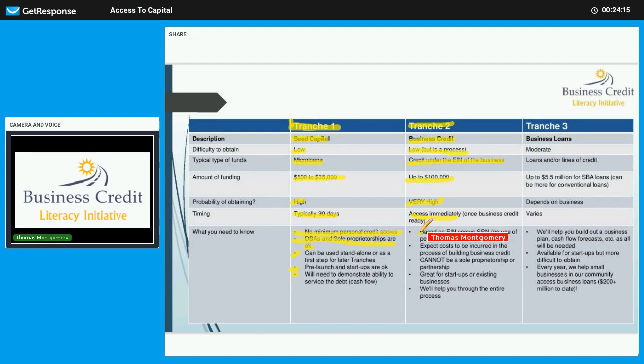And some key things, as we mentioned, it's based upon the EIN of the business, no social security number used, and cannot be used on sole proprietorships or partnerships. We're going to need to have an LLC, C Corp, S Corp, or nonprofit. And there's no minimum time in business, so it could be a startup or existing business, and we'll guide you through the process.